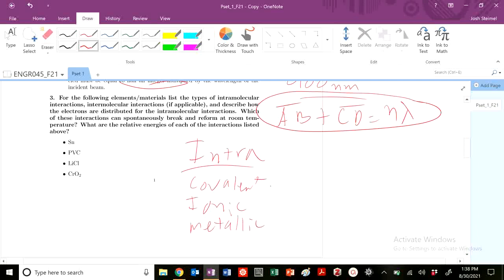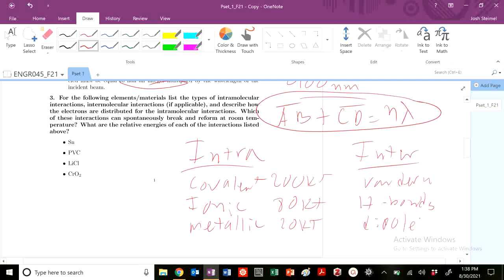So if I do that, covalent is on the order of 200 kT, ionic is about 80 kT, metallic is around 20 kT, but they're all over 8 kT. Inter, those are things like van der Waals, H-bonds, steric interactions, dipole-dipole, etc., and those are all less than kT. So these can be broken and reformed at room temperature, these cannot. We also know delocalization in metallic bonding, localization, this is sharing the electrons, this is taking away the electrons.